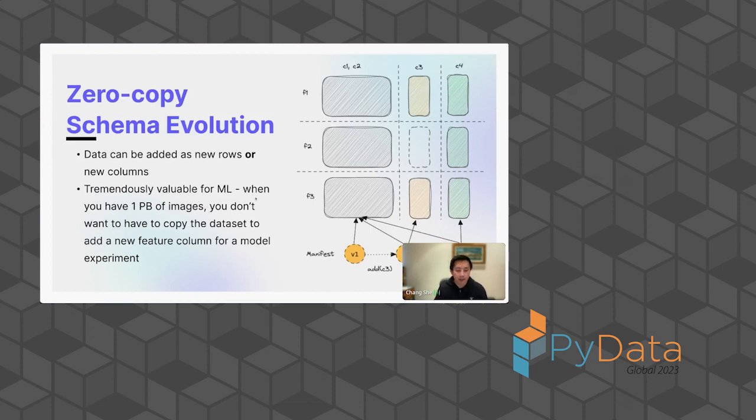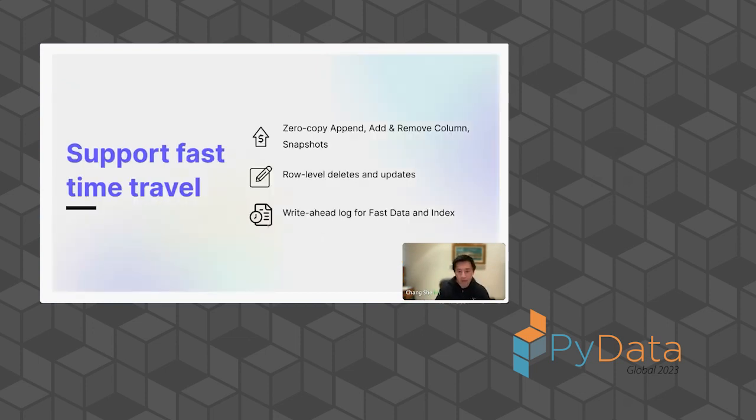And then Lance also gives us zero copy schema evolution, so that, kind of like Iceberg and Parquet, you can add rows and add columns after the data set has been written. And of course, you can roll back to previous versions, and you don't have to copy that data, right? This matters a lot, especially for ML data. If you have a petabyte of images and you want to do some experiments and add some features, you don't want to have to copy the whole data set just to add a new column, right?